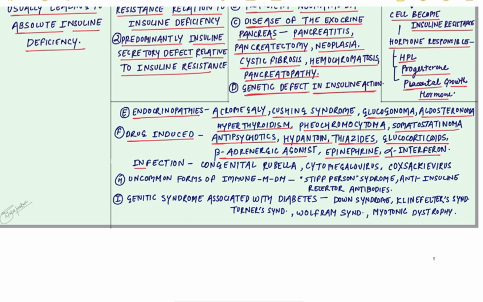Seventh is infectious, due to infection, that is congenital rubella, cytomegalovirus, and Coxsackie virus. Another form is uncommon forms of immune-mediated diabetes mellitus: stiff person syndrome, that is an autoimmune neurological disorder, and anti-insulin receptor antibodies.